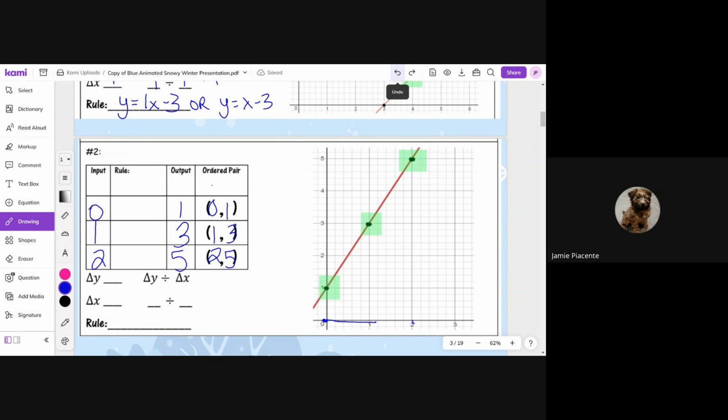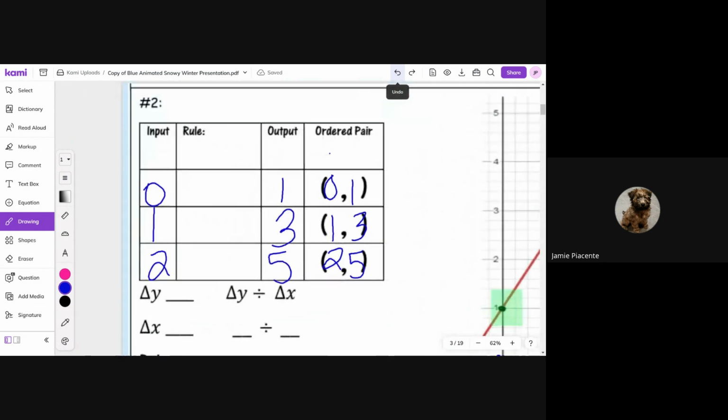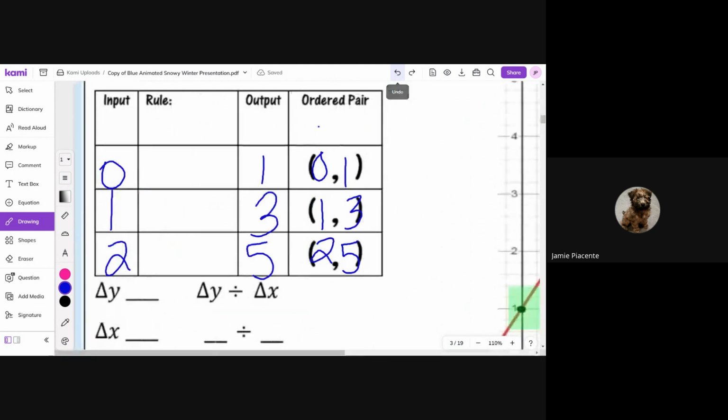Too many arrows. All right, now we're going to find our rule. What is X changing by here? Y: 1 to 3, 3 to 5. I'm going up by 2s. So again, this is the same thing we've been doing. Okay, there's nothing really different here.